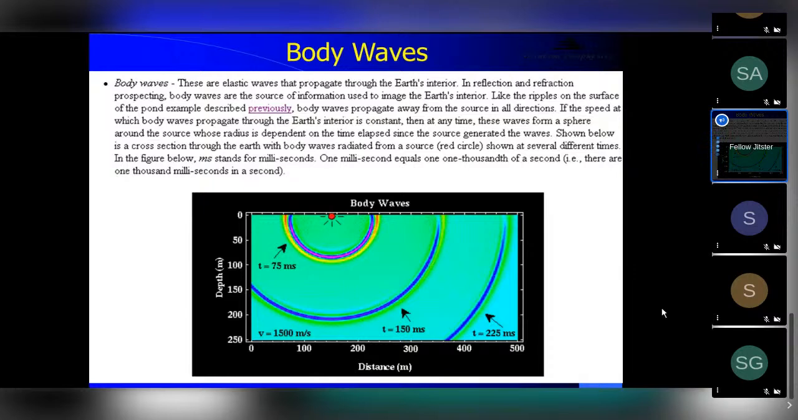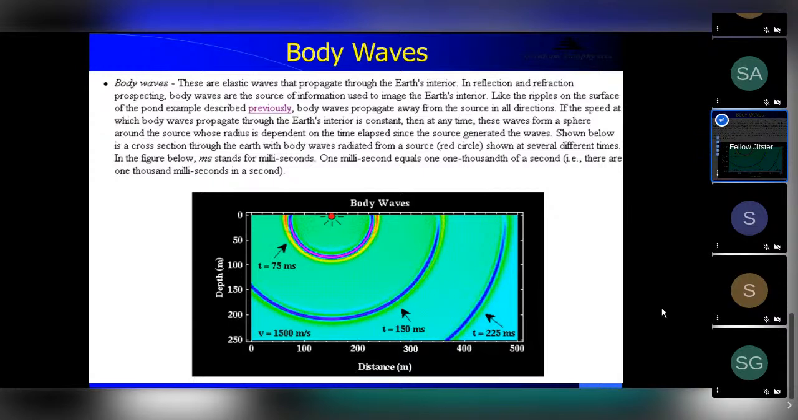If the speed at which body waves propagate through the Earth's interior is constant, let's say the speed at which this wave is propagating in the water is constant, and normally in water we say the speed of P waves or body waves is 1500 meters per second, then at any time, these waves form a sphere around the source whose radius depends on the time elapsed since the source generated the waves.